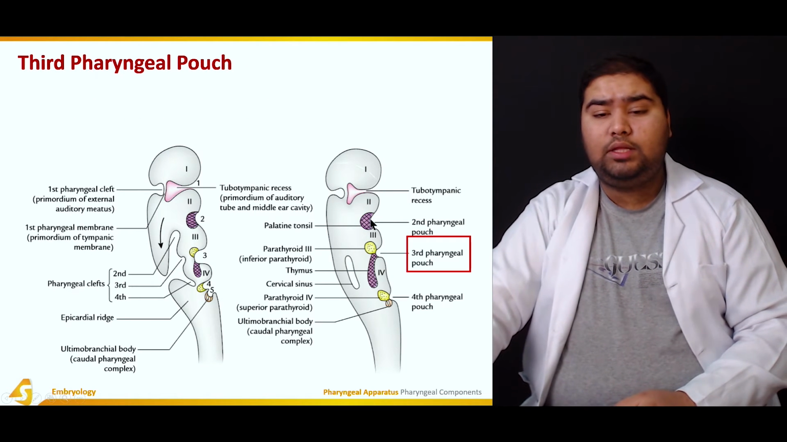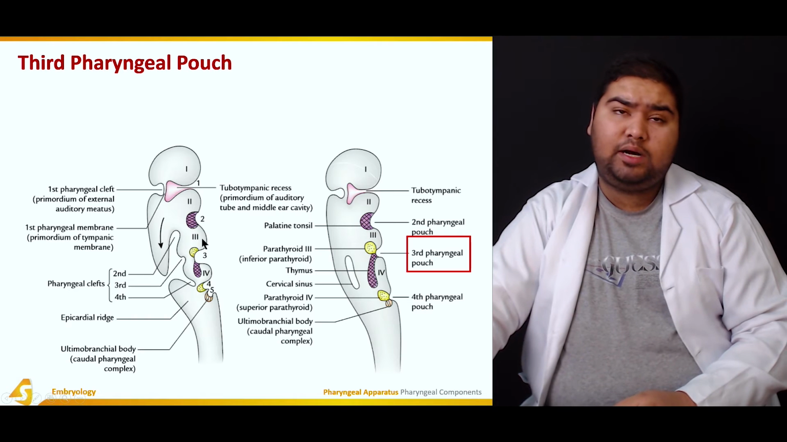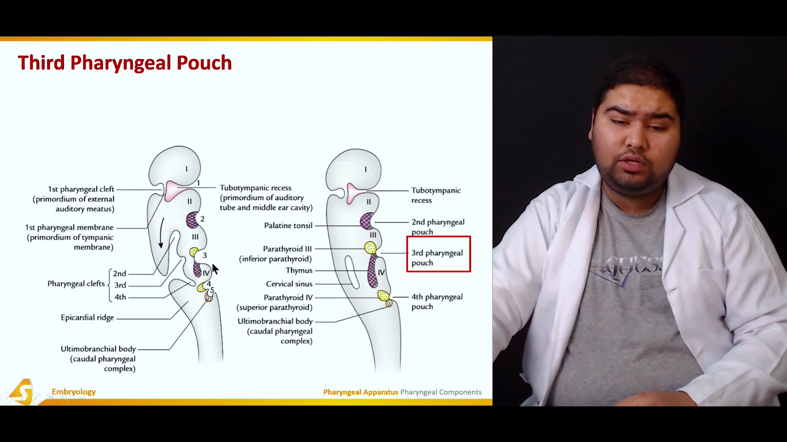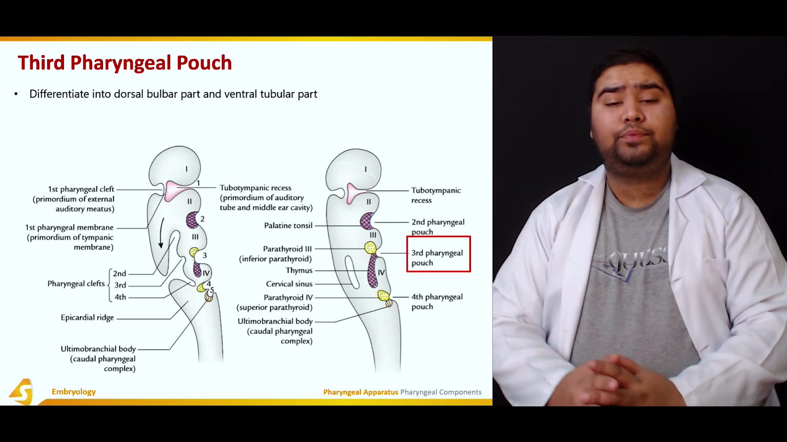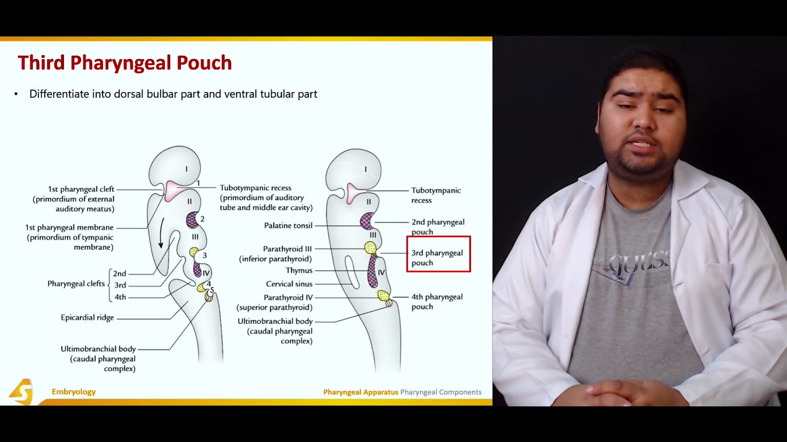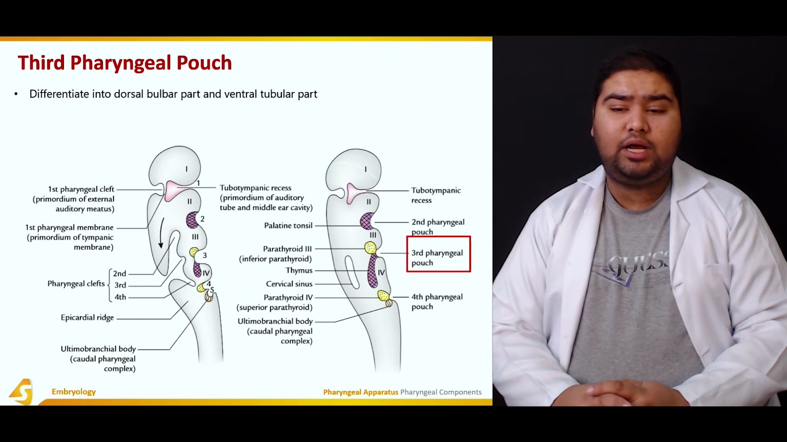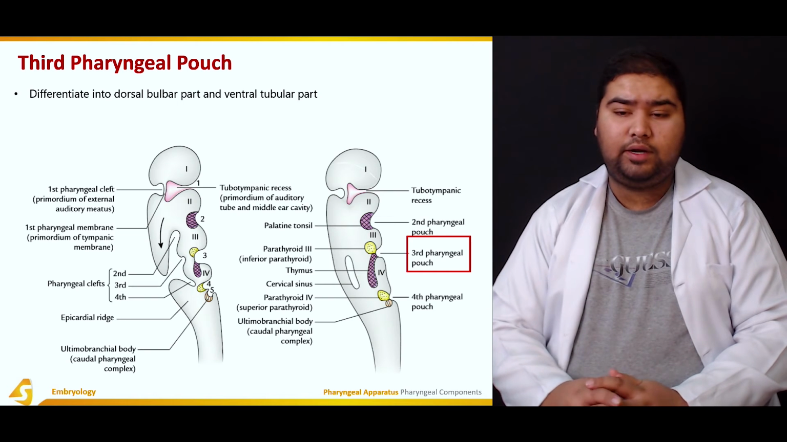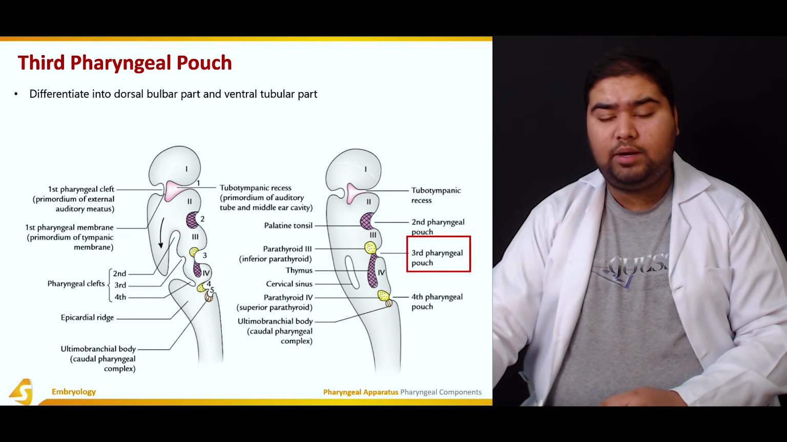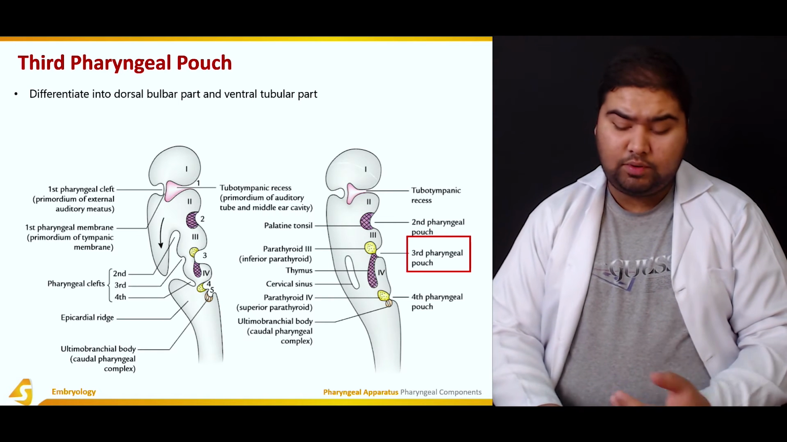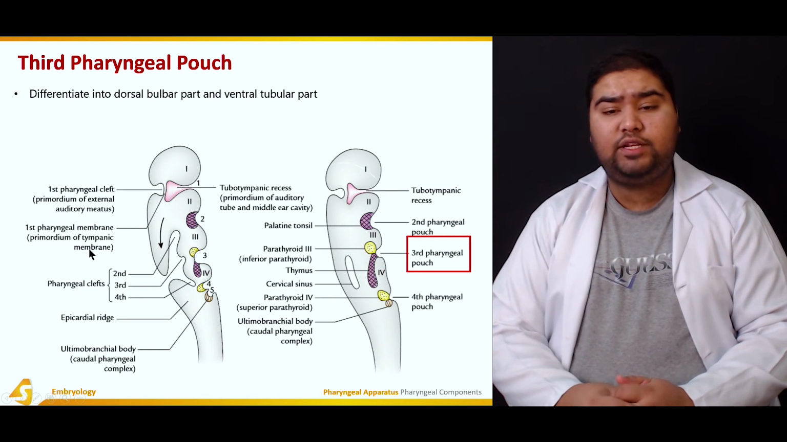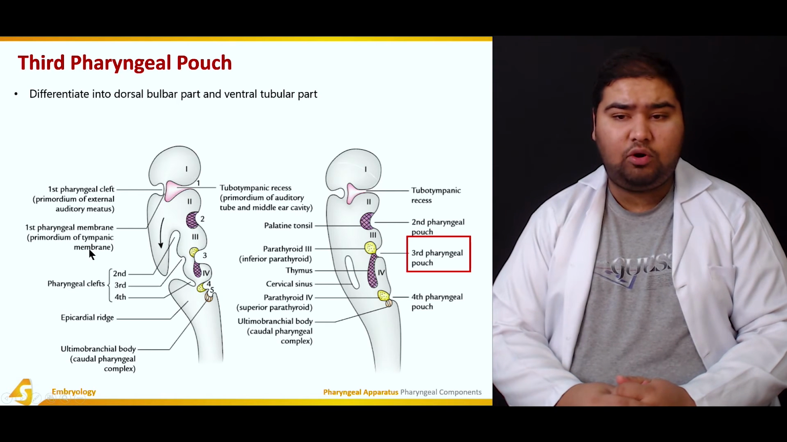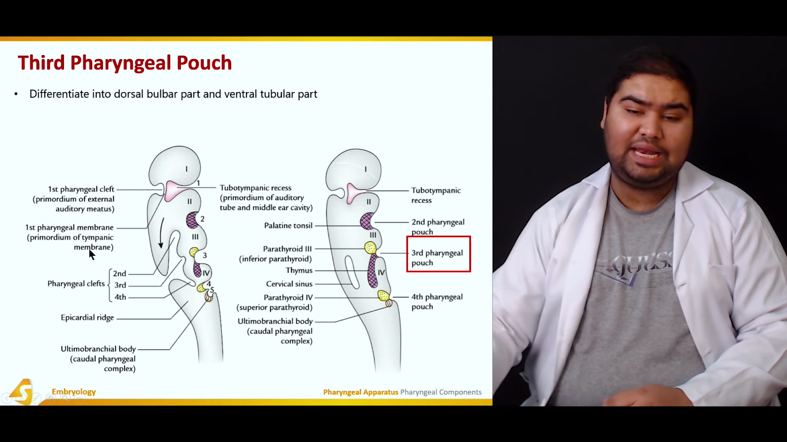Now we're talking about the third pharyngeal pouch. The third pharyngeal pouch lies between the third and fourth pharyngeal arches. It differentiates into a dorsal bulbar part and a ventral tubular part. So we'll see what happens to both of these parts. The dorsal bulbar part proliferates to form the parathyroid 3, or the inferior parathyroid gland.